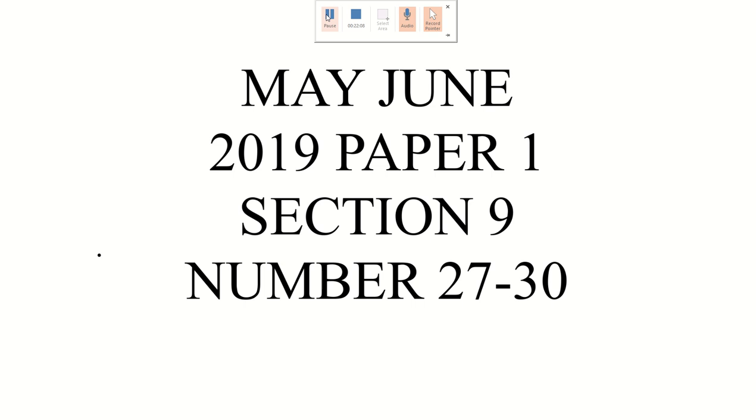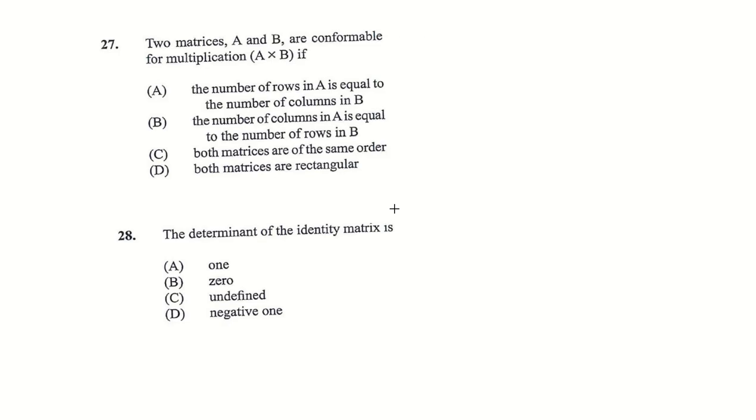Let's look at May, June 2019. Paper 1, section 9, which is vectors and matrices, number 27 to 30. Right, a 2 by 2 matrix. Two matrices A and B are conformable for multiplication. Right? This conformable, we should know the number of columns in A is equal to the number of rows in B. That would be it.